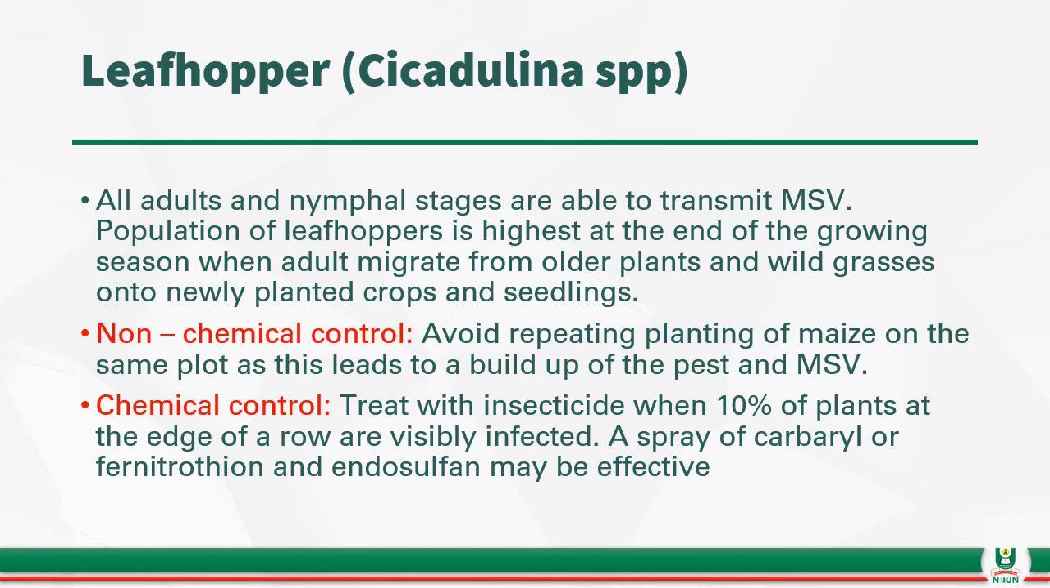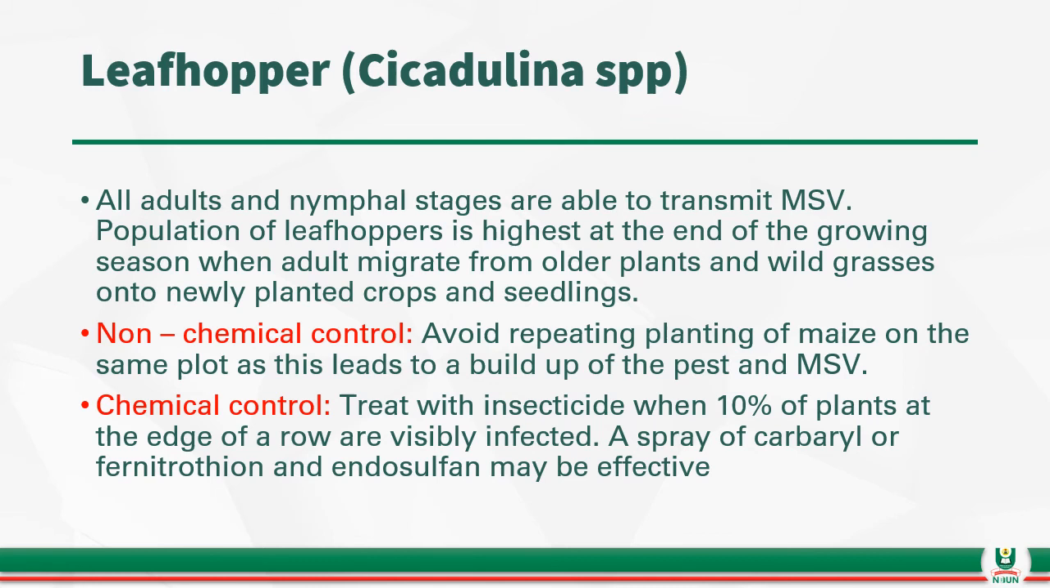How can they be controlled? Because the population of leaf hoppers is highest at the end of the growing season, it's important that you plant early, okay? Plant early. So what is the non-chemical control? Avoid repeated planting of maize on the same plot as it leads to a build-up of pests.